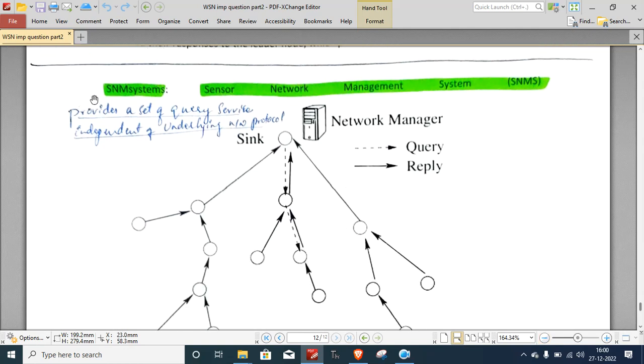And then we have SNMS, that is, sensor network management system. This provides a set of query services independent of underlying network protocol. So it doesn't matter what kind of network protocol it makes use of. So SNMS provides a set of queries. These queries are based on some syntax. So it provides a set of query services independent of underlying network protocol. So here is where we have this network manager.